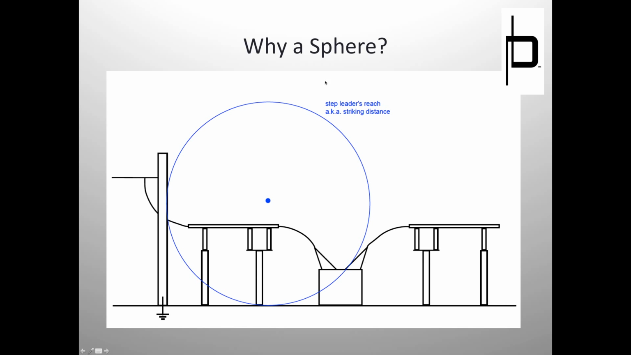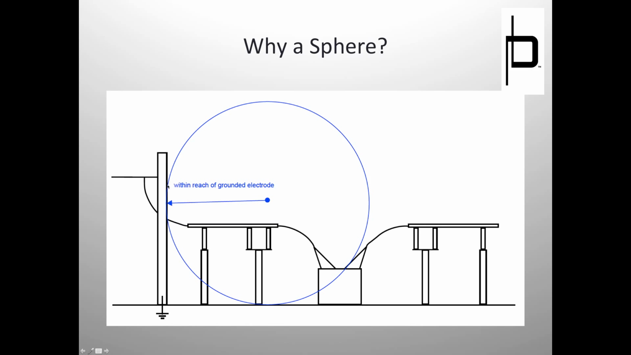So this strike distance, which is a factor of the stroke current that it's trying to dissipate, is represented by this blue circle. Right. So you can see here that it can reach this grounded electrode. This is a dead end structure or a lightning mast or whatever it is. It's within reach of a grounded electrode. It is also within reach of a lot of this equipment. However, the thought behind this, again, this is not 100%, but observation tells us, for the vast majority of time, if a step leader has a choice between striking your bus or striking a grounded electrode, it's going to want to strike the grounded electrode. That tends to be the path of least resistance.